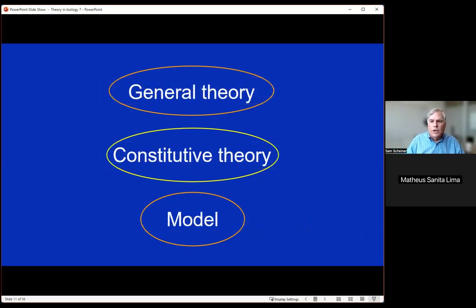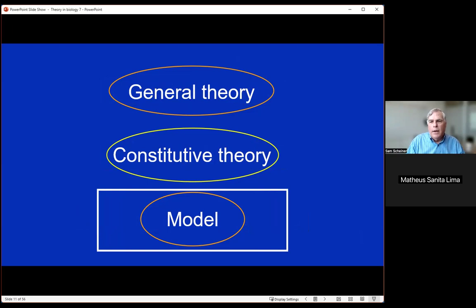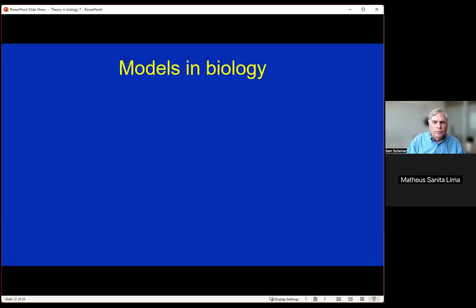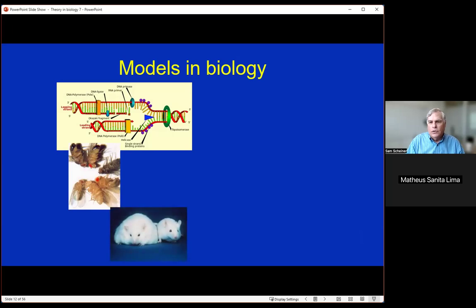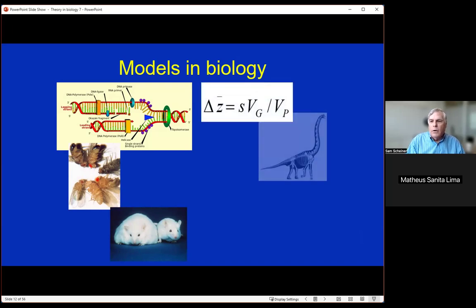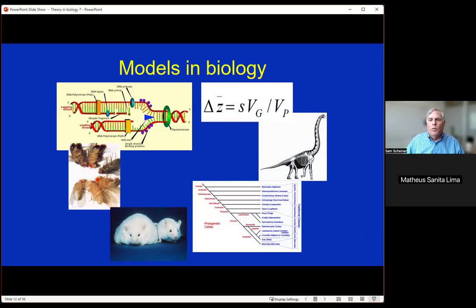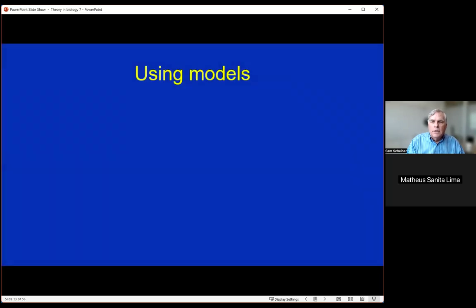So we have this hierarchy of general theories, constitutive theories, and models, and I'm going to work through this from the bottom up. So what do we mean by a model? Well, there's lots of different kinds of models in biology. So, for example, the structure of DNA. We talk about model organisms, Drosophila, mice, but also equations. That's often when people say model, that's the first thing they think about is an equation, but also like this skeleton, this reconstruction of a dinosaur, or a phylogeny is a model, a hypothesis. So these are all models. Most of the time, though, we deal with mathematical models.